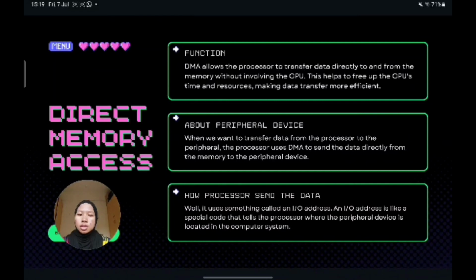So how does the processor send the data? Well, it uses something called an input-output address. An I/O address is like a special code that tells the processor where the peripheral is located in the computer system.